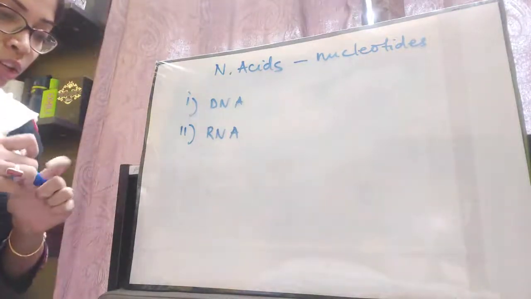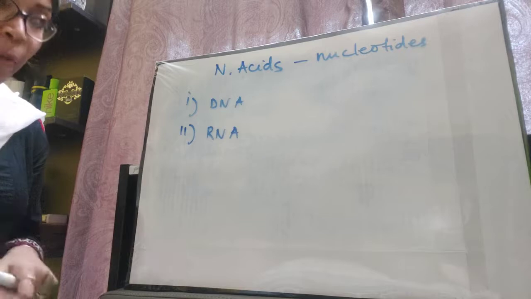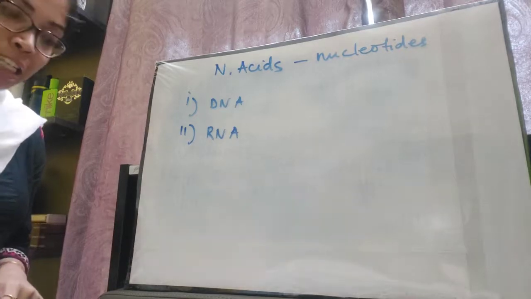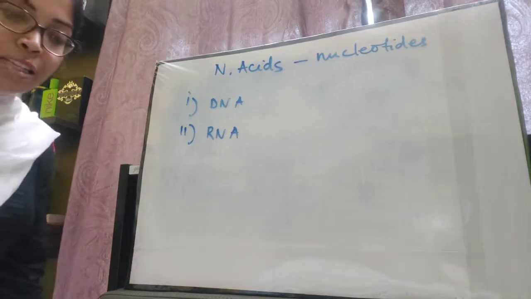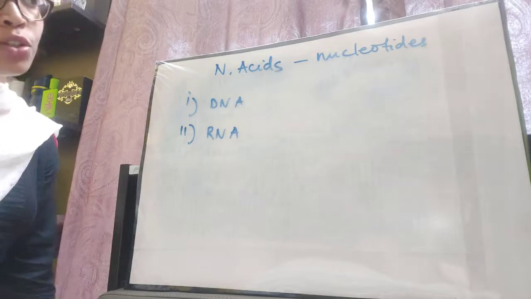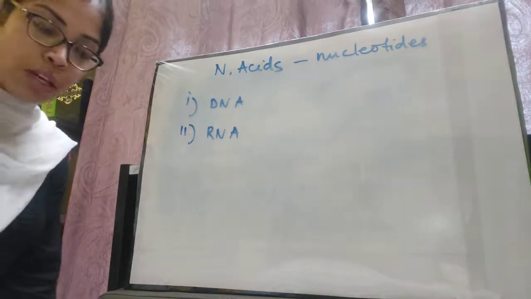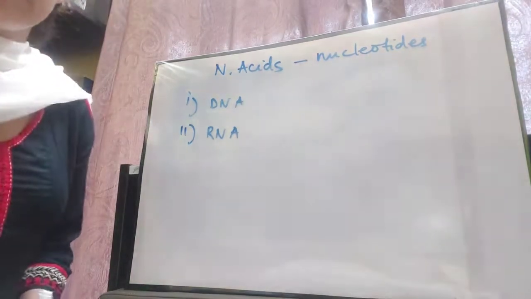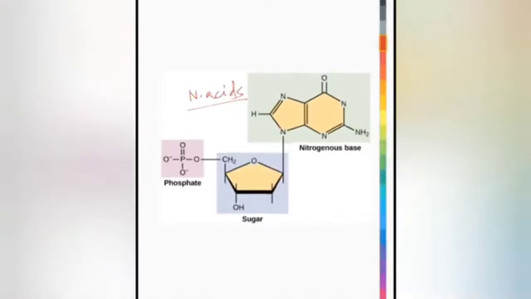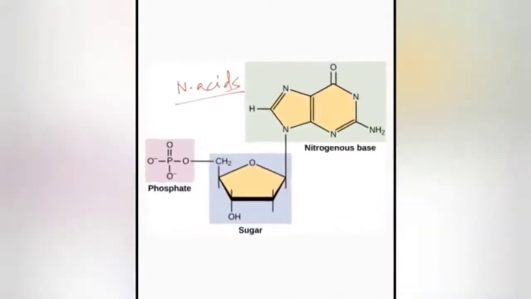Okay, so let's talk about the nucleic acid in details. We will also discuss about the composition of nucleic acids. Okay, so let's start. What are nucleic acids? These are organic acids which are found predominantly within the nucleus, and they take part in the formation of chromosome.